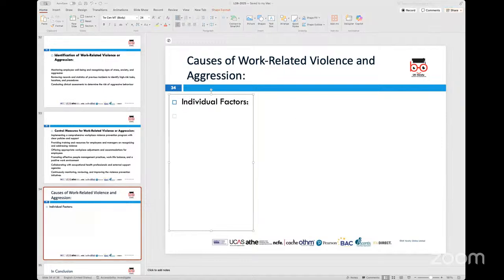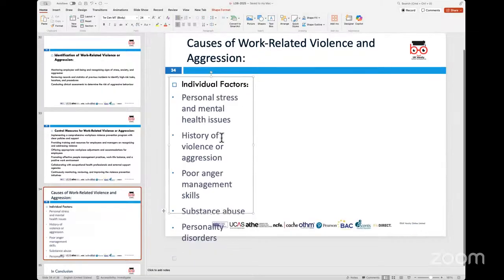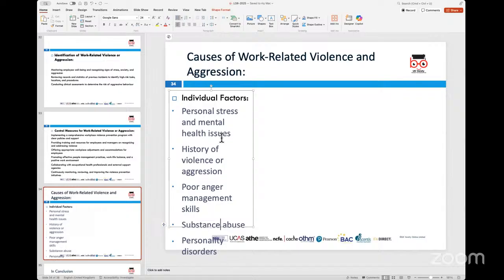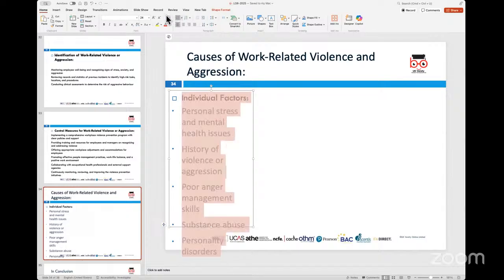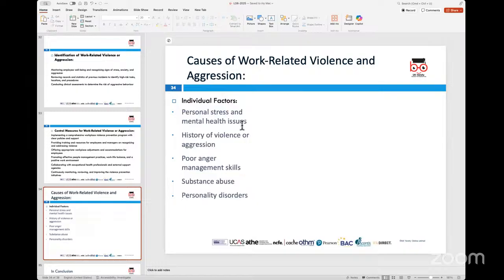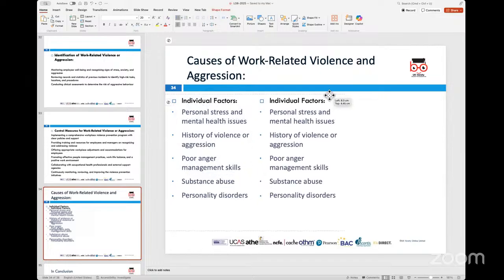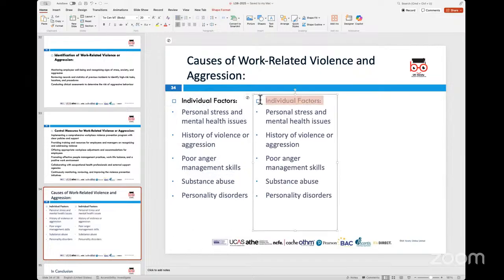So this could cause various types of things related to individuals, such as personality disorder, poor anger management, and any sort of mental health issues. That would be individual factors. Now, we can also have what are called organizational factors, as we discussed in the previous part. But in this case, we'll rename them as work environment related factors.